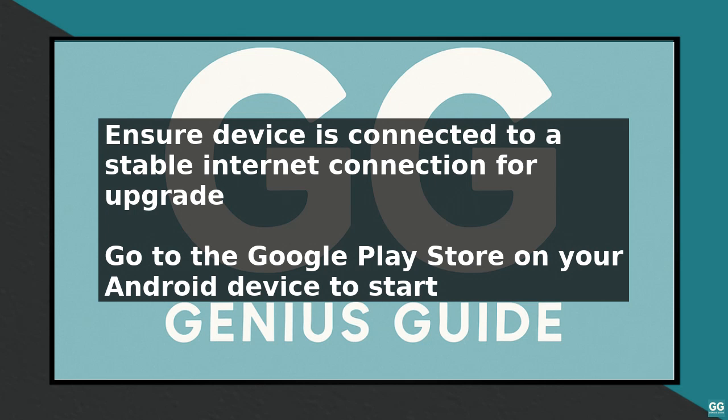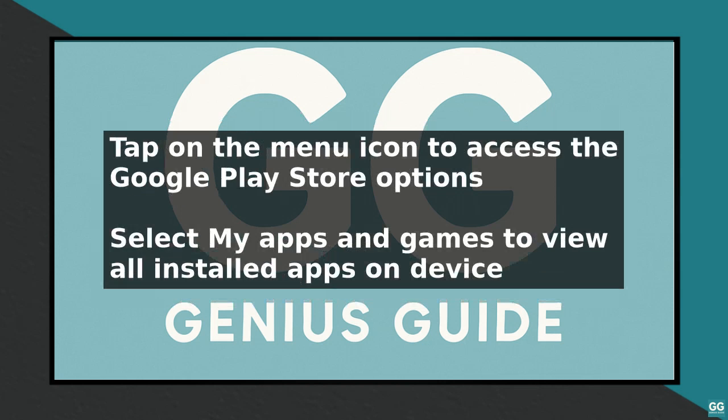You can find the Google Play Store icon on your home screen or in the Apps drawer. Once you are in the Google Play Store, tap on the menu icon, which is usually 3 horizontal lines or a profile picture, depending on your device and Google Play Store version. From the menu, select My Apps and Games.